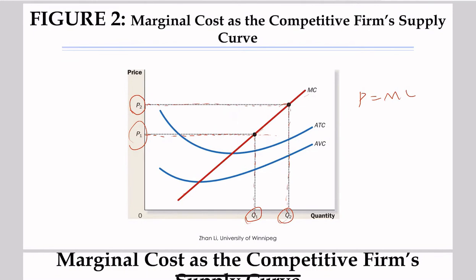Now what does this really mean? Well, it basically means marginal cost is the supply curve, right? Because by definition, the supply curve tells us if the price is P1, what should be the quantity? If price is P2, what should be the quantity? And marginal cost is giving us exactly the answer we want. It tells you that if price is P1, the firm will want to produce Q1. If price is P2, then the firm will want to produce Q2. So the marginal cost curve is the firm's supply curve.